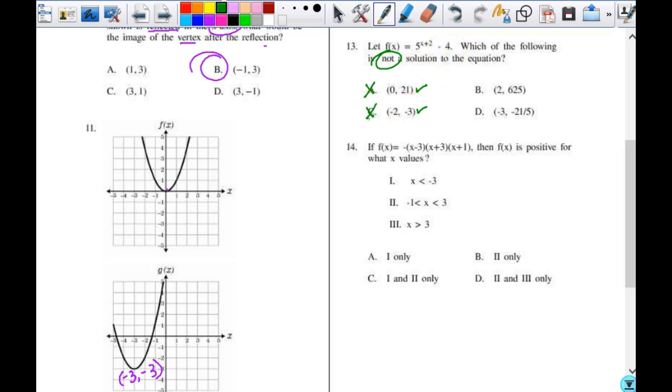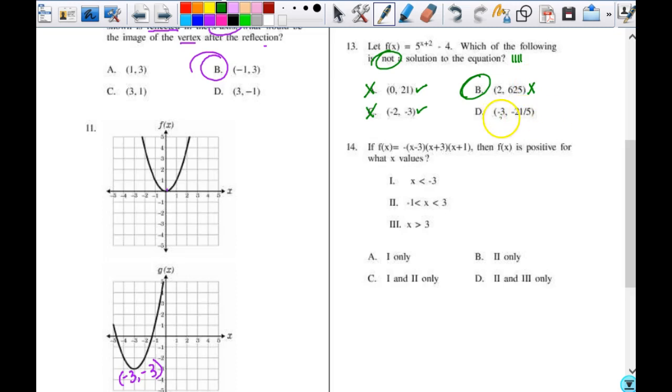Not my answer. B, substitute in 2, that's going to give me 5 to the 4th power. So 5 to the 4th power is 5 times 5 is 25, times 5 is 125, times 5 is 625. So that's going to give me 625 minus 4, which is 621. So this is not an answer, which means it's not a solution, which means it is my answer. But I should always check them all.